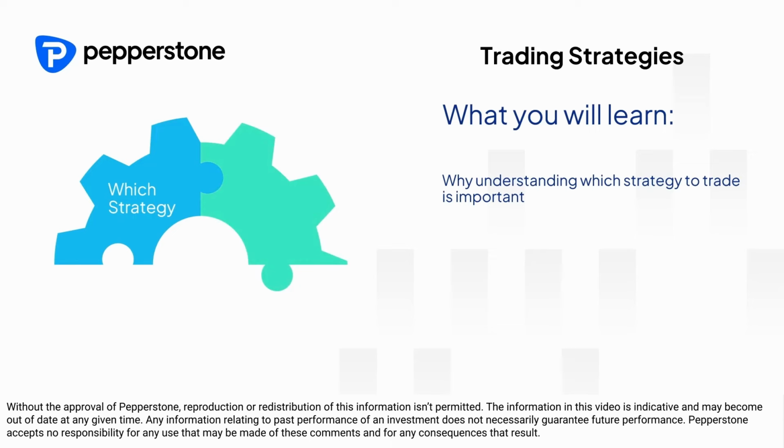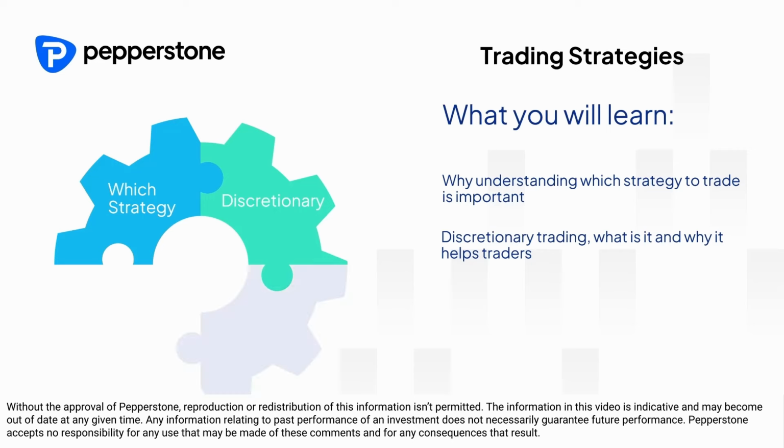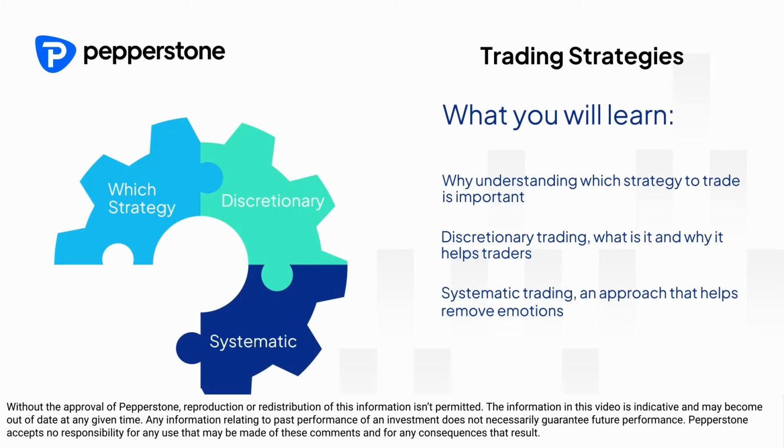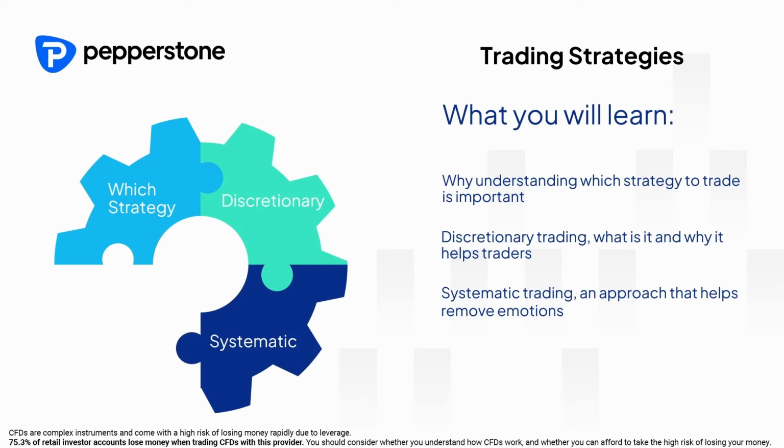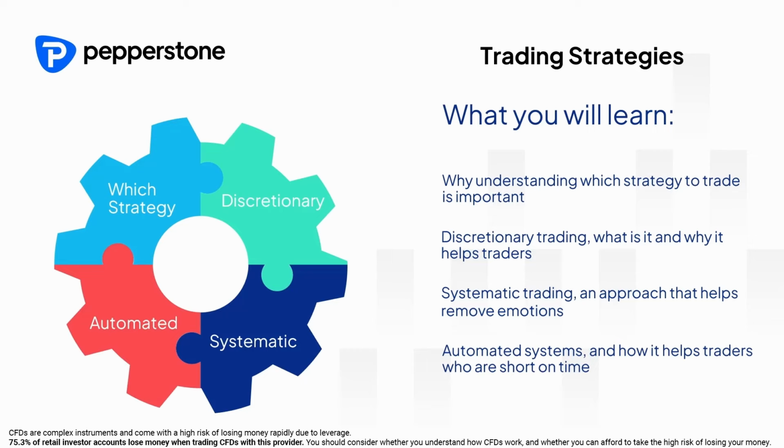We will learn what discretionary trading is and why it can help traders. We will learn about systematic trading, an approach that helps remove emotions. And we'll learn about automated systems and how it helps traders who are short on time.